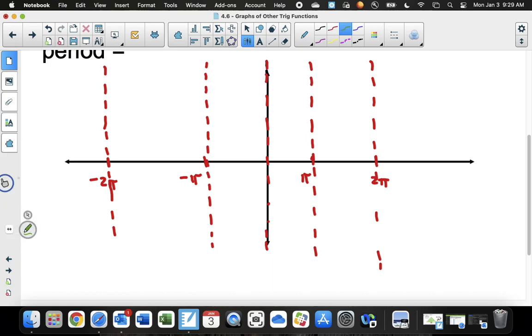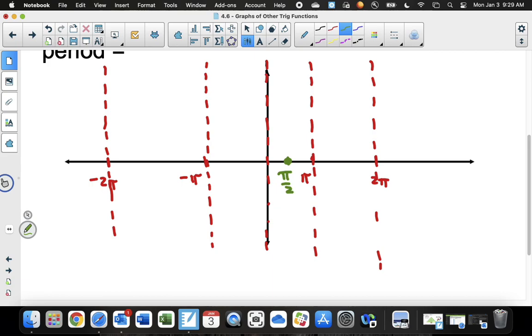Now, same exact idea. Once you found the asymptotes, now we go to where are the x-intercepts. If we take a look at the x-intercepts, once again, they're going to be halfway between the asymptotes. So what's halfway between 0 and pi? Pi over 2. So at this point right here, we would have an x-intercept at pi over 2. What's halfway between pi and 2 pi? 3 pi over 2.